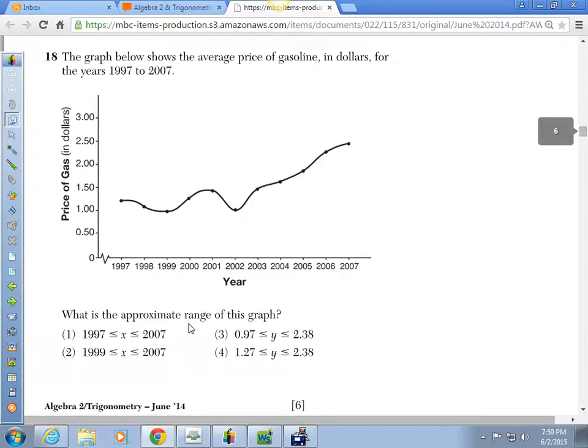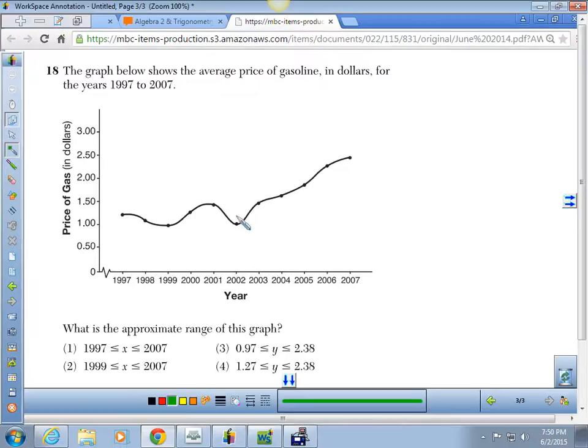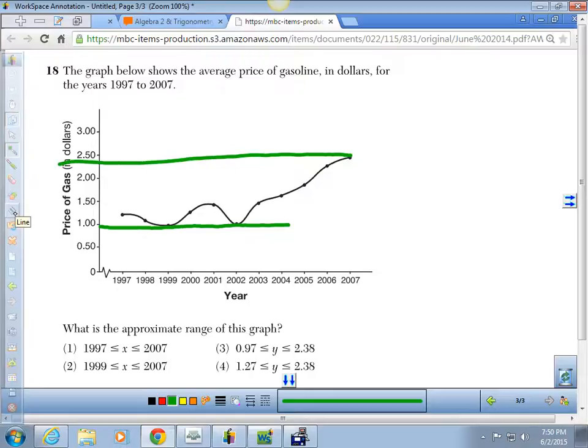All right, 18 is just a very basic question again. What is the approximate range of the graph? Which values are the range? The y values are the range. So as I look on my graph, it looks like probably right around here is my lowest value. Okay. Right around there is my lowest value, and right up around here is my highest value. So it looks like on the y-axis we go from around where to where? I guess I should ask first off, which two are eliminated right off the bat? Y1 and 2.